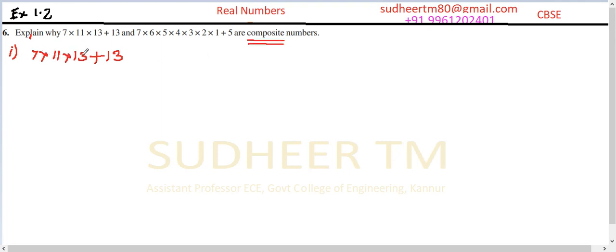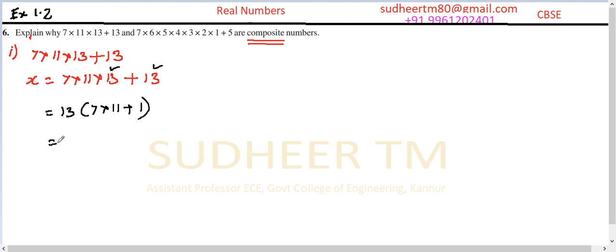Even though the numbers to the left and right of the plus are prime numbers, this sum is going to be a composite number. That is what we need to prove here. So let's take the number x = 7 × 11 × 13 + 13. Now, to the left and right of the plus, we have 13 common, so we can take 13 as a common factor. So 13 × (7 × 11 + 1).